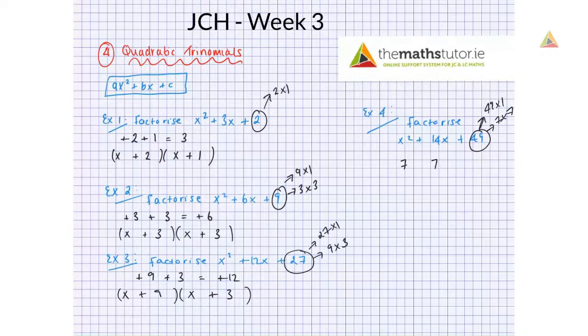So we have a 7, we have a 7, and it needs to give you a plus 14. So if I put a plus in front of both 7's, it will give me plus 14. So I'm going to open up my brackets. I'm going to put x in the first, x in the second, and looking above, it's plus 7 and plus 7. And that's it, solved. So I'm going to do a couple of exam questions now based on what we're after doing.